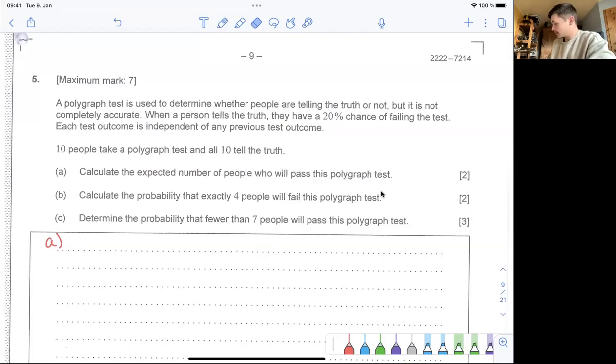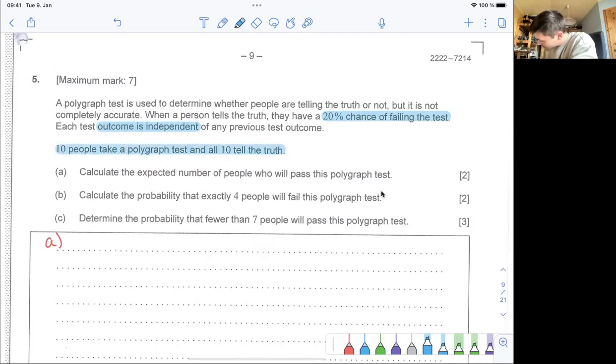All right, so let's underline or highlight important information. So we've got a 20% chance of failing the test, even if you tell the truth. Okay, so therefore we have an 80% chance of passing the test when they tell the truth. Each outcome is independent, right? And we have 10 people taking the test, and they will tell the truth.